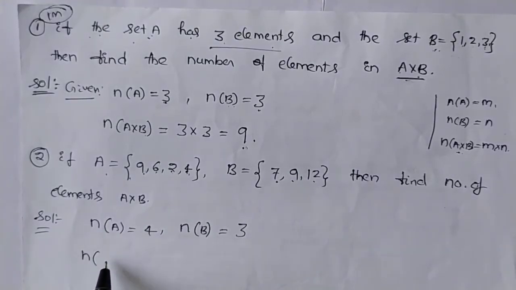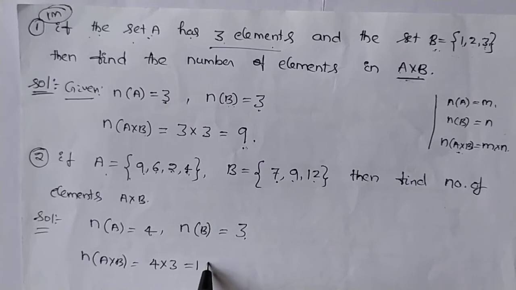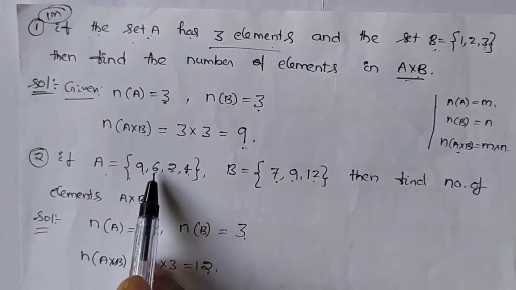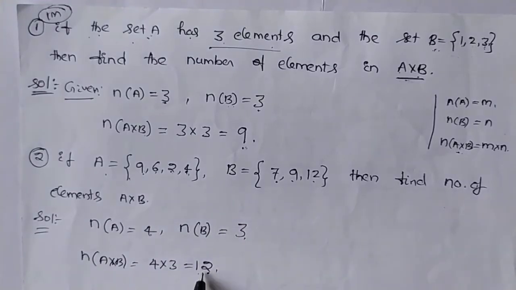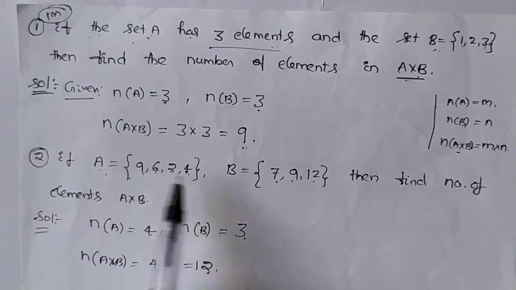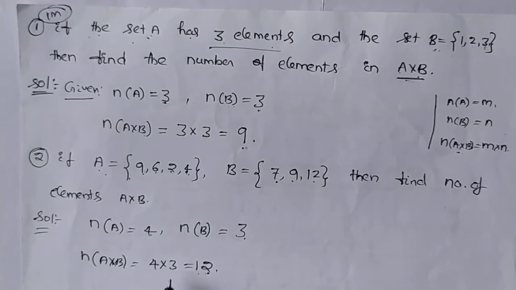Then the number of elements in A cross B is 4 into 3, 4 threes are 12. Therefore, there are 12 elements in A cross B. Do you understand? If you find the Cartesian product of A and B, then you will get totally 12 elements.